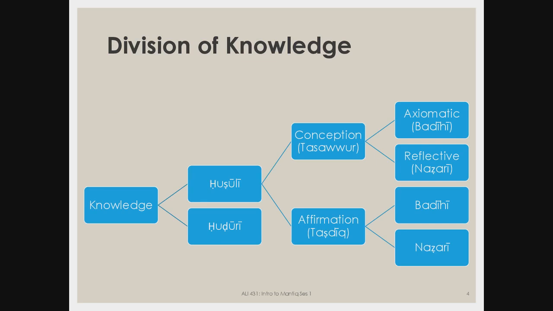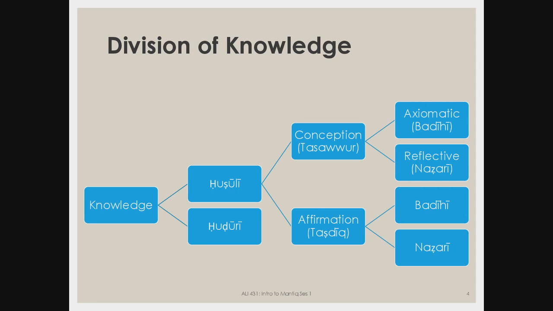So this is just a division, the same as the previous slide. I made it into a chart. So you have knowledge. Knowledge is either husuli or huduri. Husuli is your acquired knowledge. Huduri is from presence, hadir, that's what it means. So we don't care about that, so ignore that.